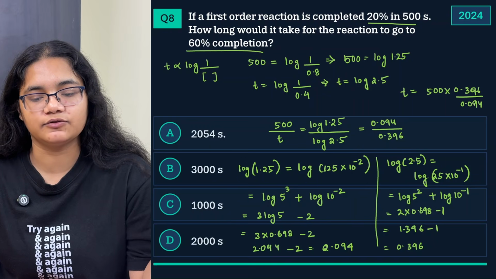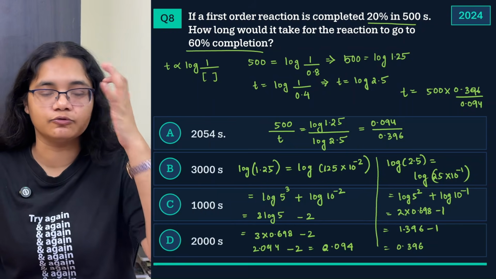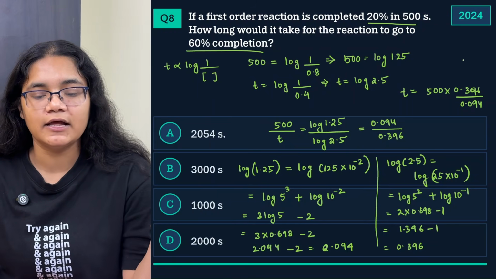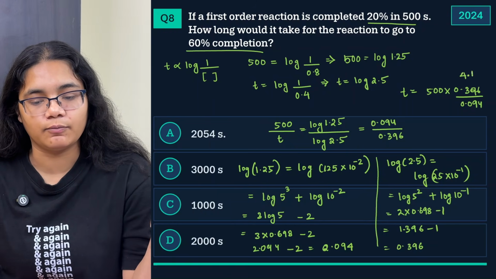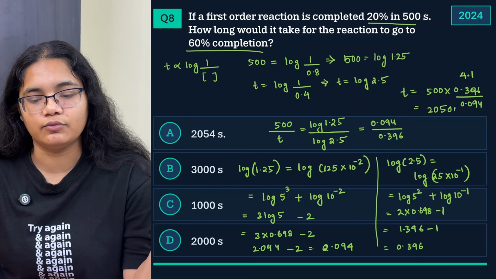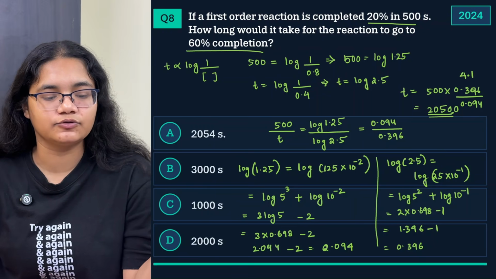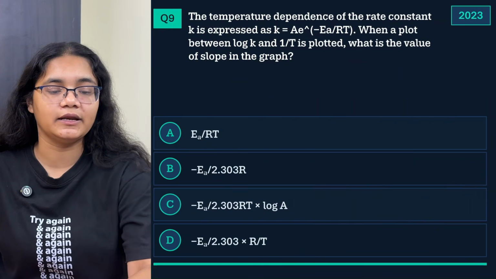Now if you divide this, 4 4s are 16, 4 9s are 36 plus 1 is 37, so almost 4 point something you will get. If you calculate, you will get nearly 4.1. Now if I multiply this with 500, 5 ones are 5, 5 fours are 20, and with the decimals, 2050 will be the correct answer. So the nearest option will be option number A here.